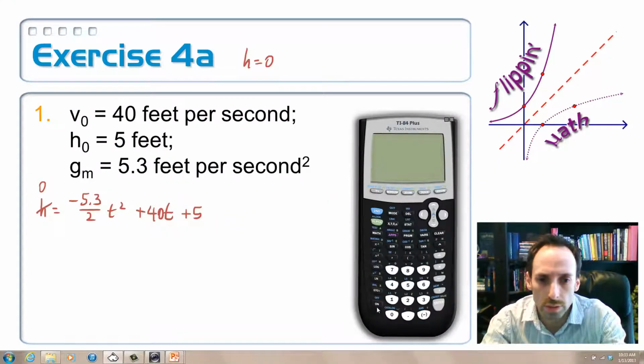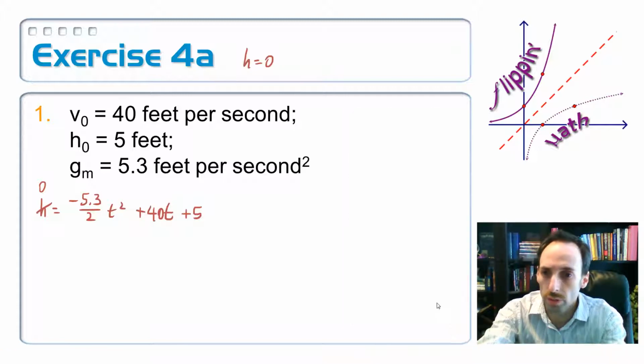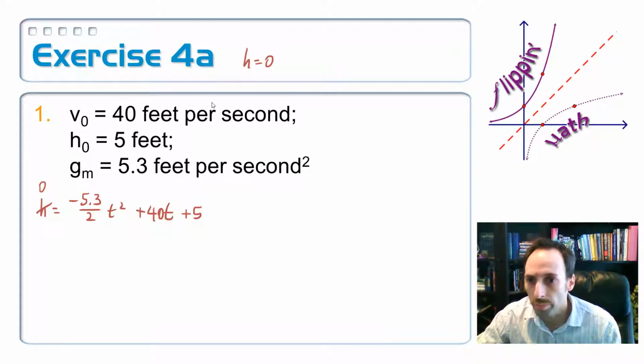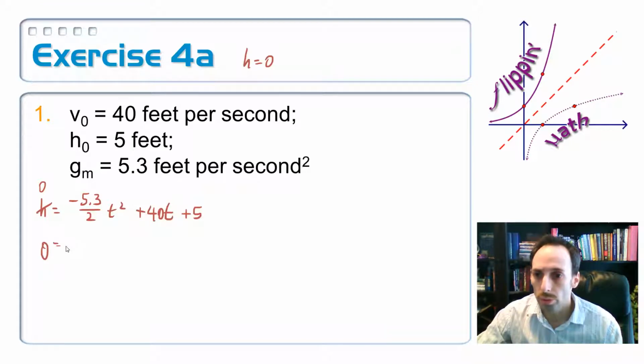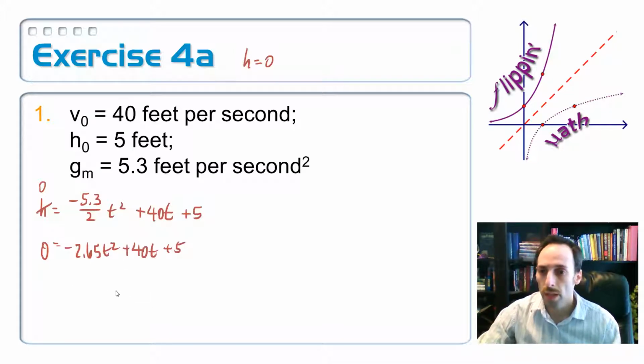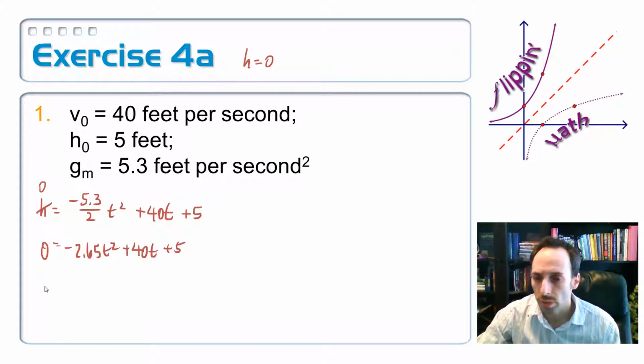I got negative 5.3 divided by 2, negative 2.65. Alright, so I'm going to rewrite this equation. 0 equals negative 2.65 t squared plus 40t plus 5. Put it all in my equation for the quadratic formula. It's negative b, so negative 40, plus or minus the square root of b squared.